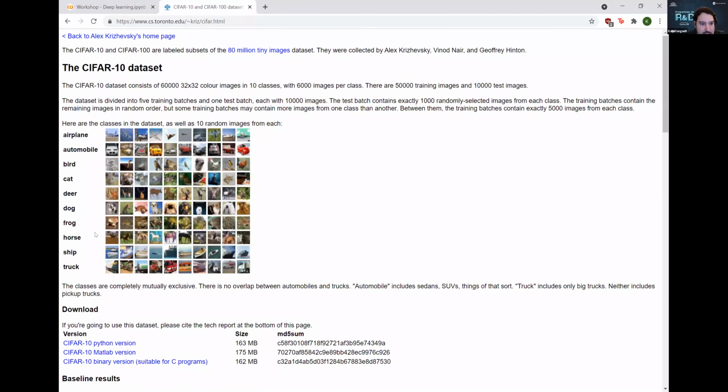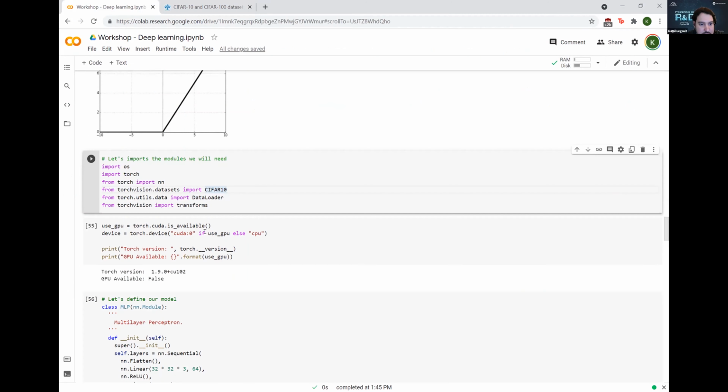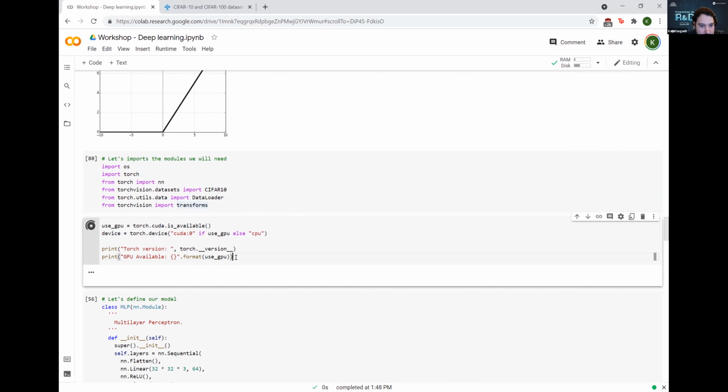So the CIFAR10 data set is just images of 32 by 32 pixels of 10 different categories. So they're pretty small, but I think it's going to be enough because we're not going to be training on GPUs for this specific workshop. So I think it's going to be good enough. So I'm just going to import all these things. As I said, we're not going to be using GPUs.